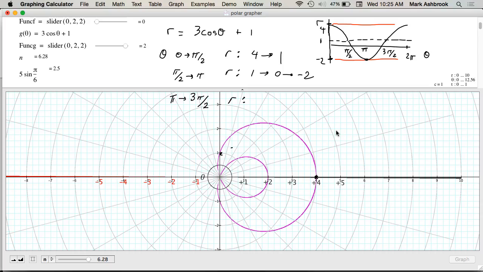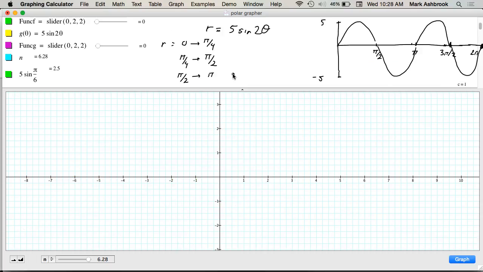So r equals 5 sine 2 theta. Make sure you have that first graph right. The first thing you should notice about this is that you get a full period now every pi, because when theta hits pi, sine will do 2 pi. So it only takes pi now to get a full period. So then I drew out 2 cycles to 2 pi.